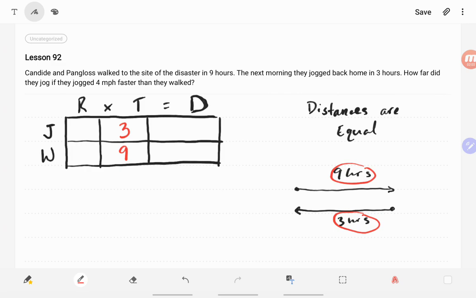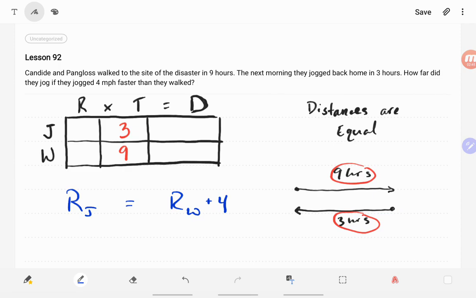Okay, well, what other pieces of information do we know? Another piece of information that we know is that they jogged 4 miles per hour faster than they walked. So their rate while jogging is 4 miles per hour faster than when they walked. So the rate of their jog and the rate at which they walked. We know that they moved faster when jogging, so if we take their rate of walking and add 4 to it, we have the rate at which they jogged.